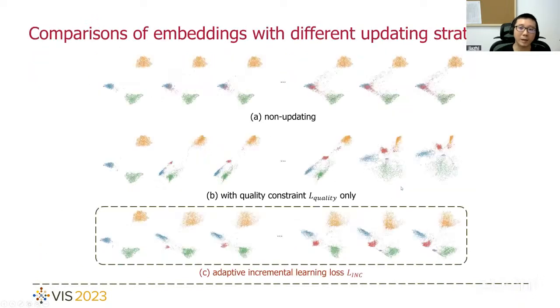Here are the embedding results of three different strategies. The first one is without updating the embedding function. It cannot capture the variant patterns. The second one is with quality constraints only. In each time step, the embedding quality is high. However, the visual consistency among the time steps is missing. The third one is our adaptive loss. The embeddings have both high quality and consistency.